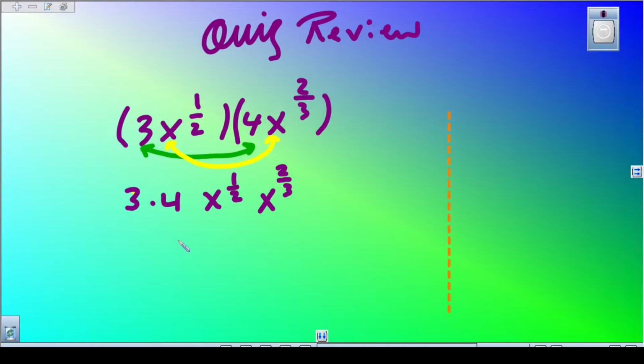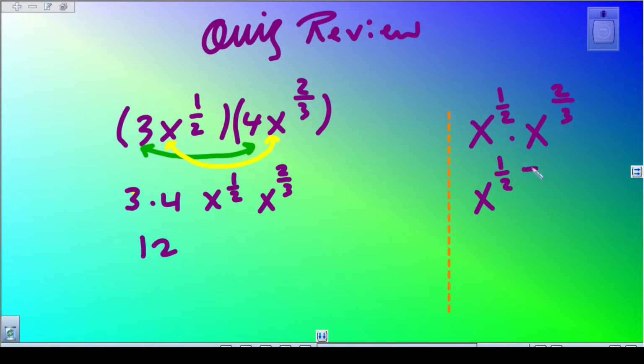Well, 3 times 4 is 12, right? What about 12 to the half? I'm sorry, x to the half times x to the 2/3. Well, in this case, you have to find a common denominator, because if you have x to the 1/2 and then times x to the 2/3, you have the same base. That means you have to add the exponents. Basically, I'm going to say x to the 1/2 plus 2/3. I do this because I have the same base.